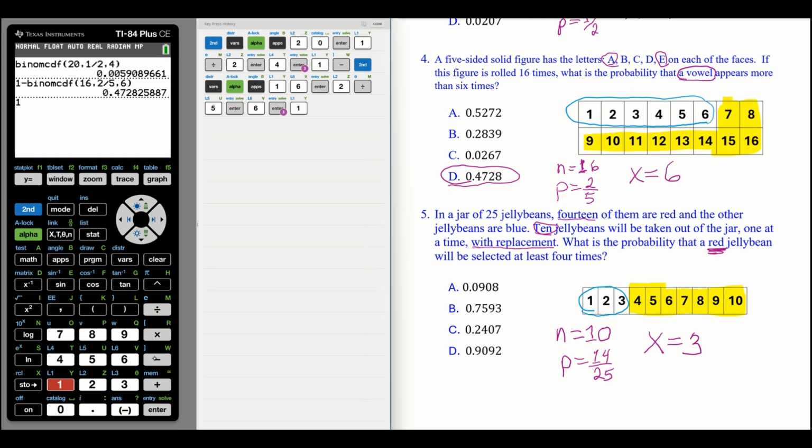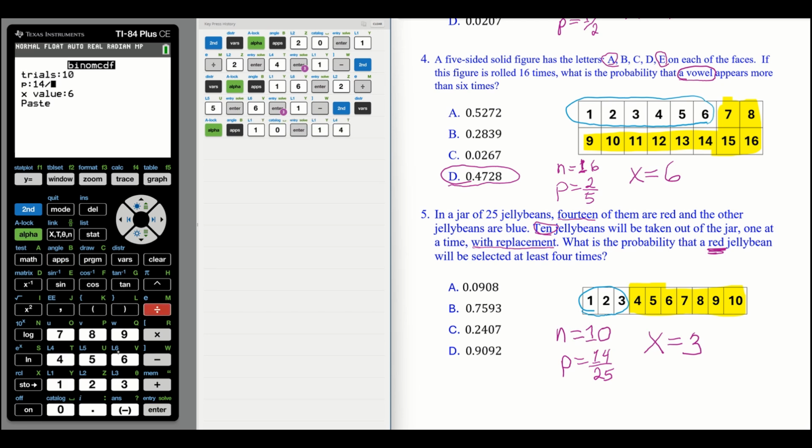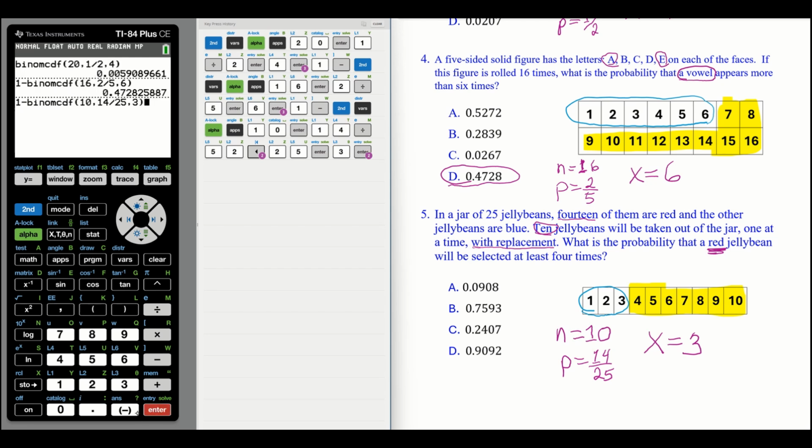Okay? 1 minus, second vars, binomcdf. N is 10. Probability is 14 divided by 25. Enter. And X is 3. Enter, enter, enter again. And we need to round slightly. And our answer is D.